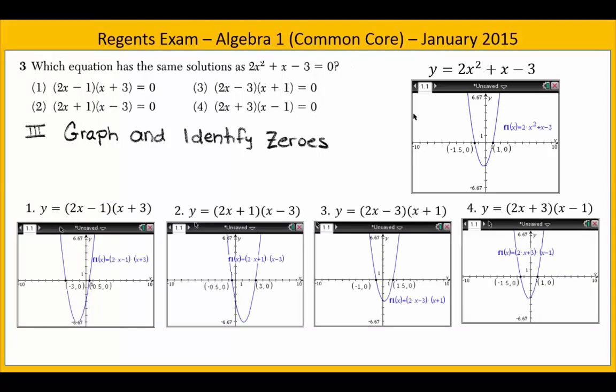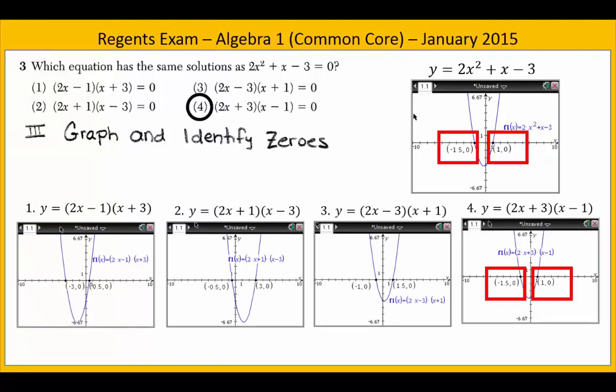We can look at the graphs. Look carefully, and we see that we have the same zeros for choice 4 at negative 1.5 and at x equals 1. And so choice 4 has the same solutions as the given equation.